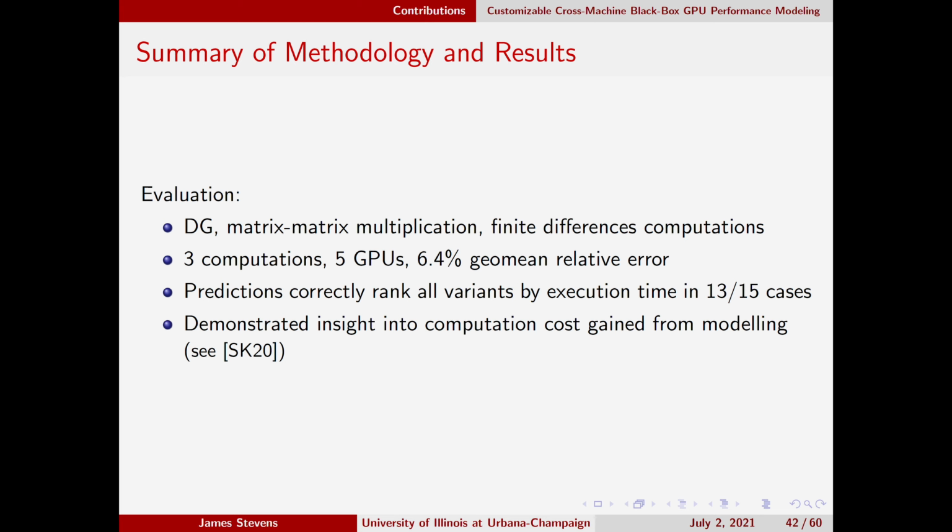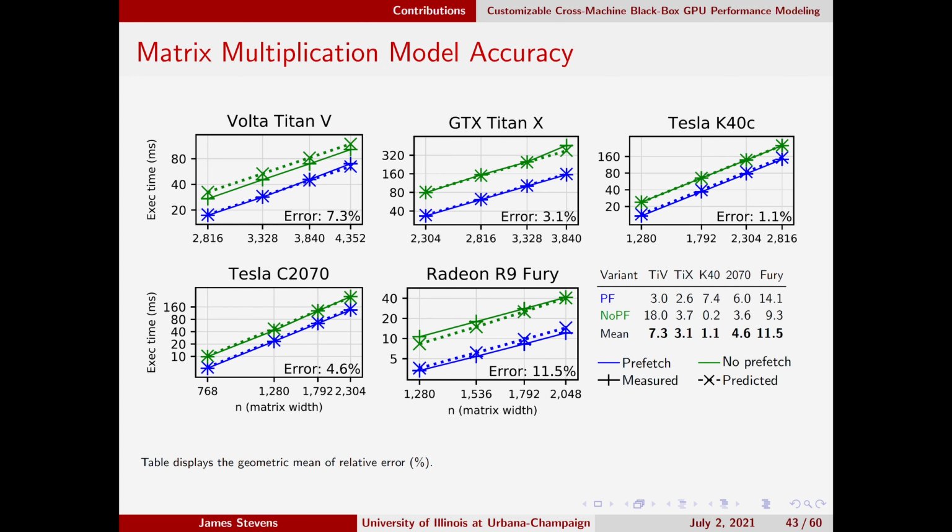To evaluate our approach, we modeled execution times of multiple variants of 3 different computations on 5 GPUs to determine, for example, whether our models could accurately determine the best performing variant. The overall relative error across all measurements was 6.4%, and in 13 of the 15 cases, the models were accurate enough to correctly rank all variants by performance. We were also able to show several cases where the models provided insight into the sources of computation cost. Further details of this are all available in the paper, but I will briefly show our 3 sets of results.